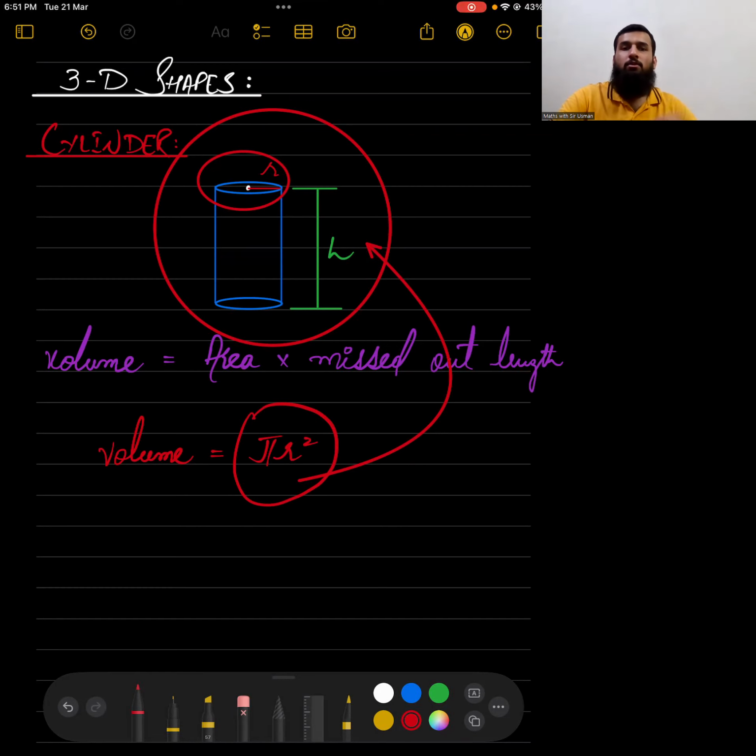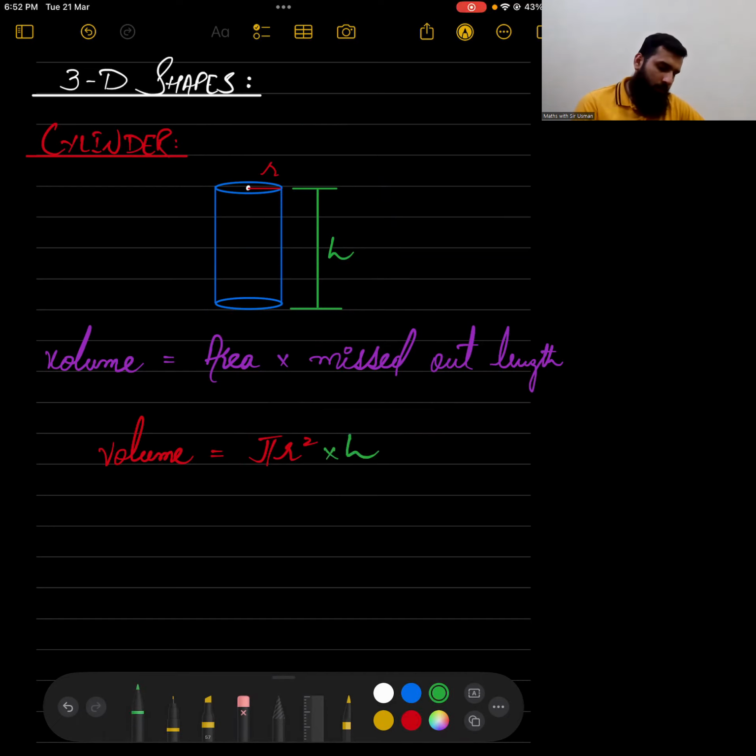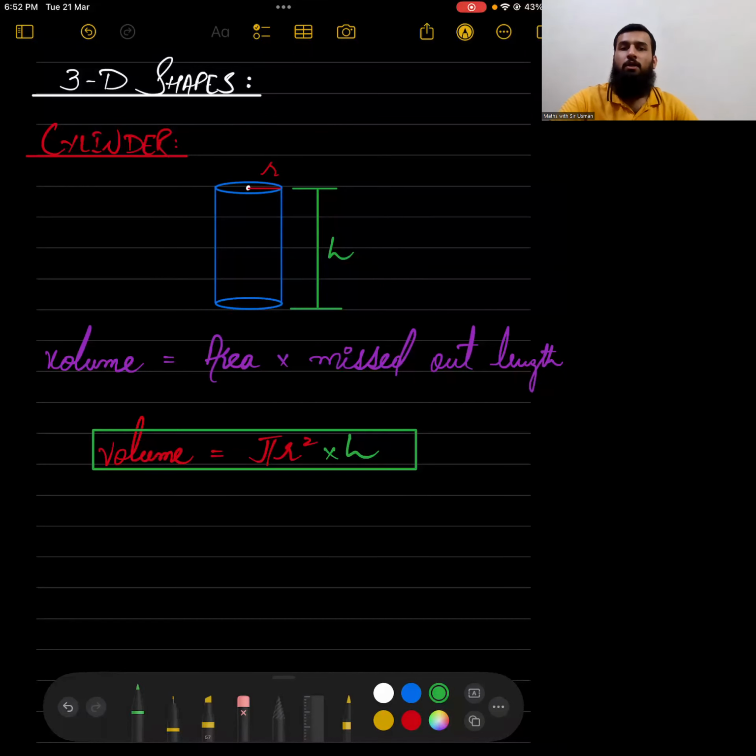Height is the length जो कि shape में मौजूद है लेकिन हमने यहाँ पर area की जगह पे use नहीं किया है. So we are going to pick up that length, which is height in this case, and multiply it over here, and that is going to be the volume for the cylinder. It is pi r square times h, and that would give you the perfect answer each and every single time when you are dealing with a cylinder.